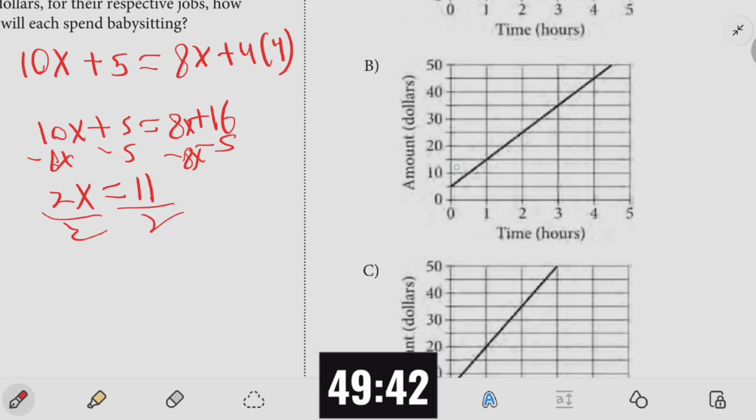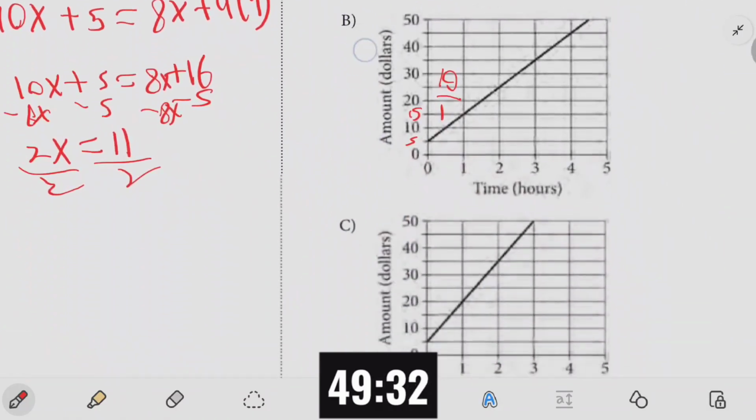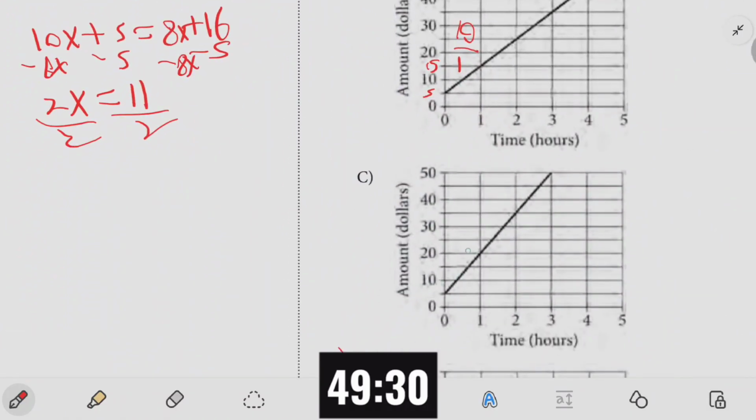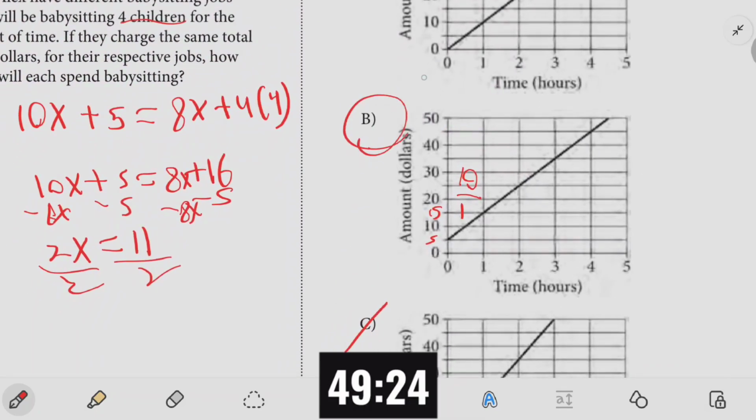Okay, rise over run. We're rising here from 5 to 15 over 1. That is a slope of 10, which matches that. Here, we're rising from 5 to 20. That's 15 over 1. 15 dollars per hour makes no sense in this context. Booyah.